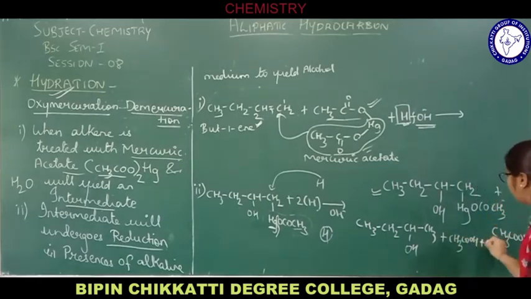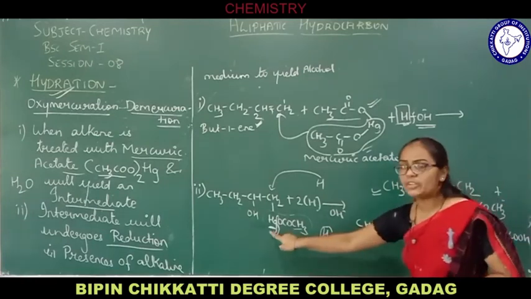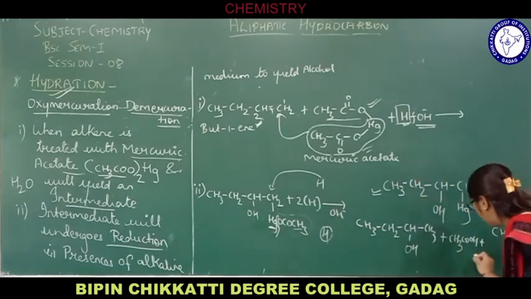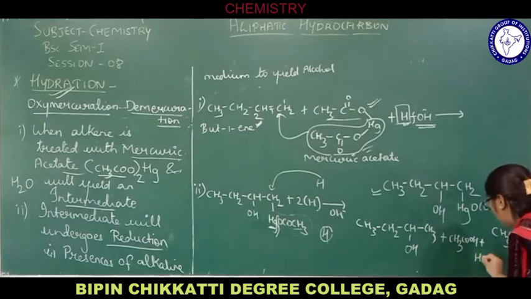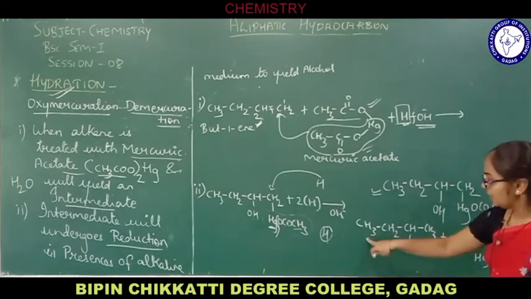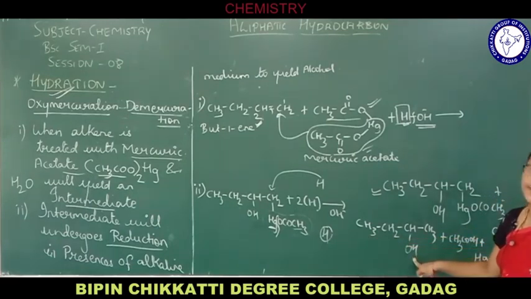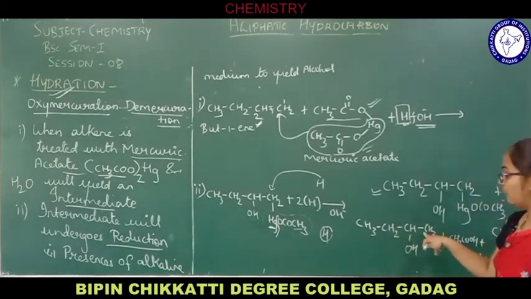Correct? And then what about the mercury? Mercury will be set free, right? So the mercury will be set free. So this is the second step. You can see that in the second step the product formed is an alcohol. And the name for this alcohol is, you can see 1, 2, 3, 4.